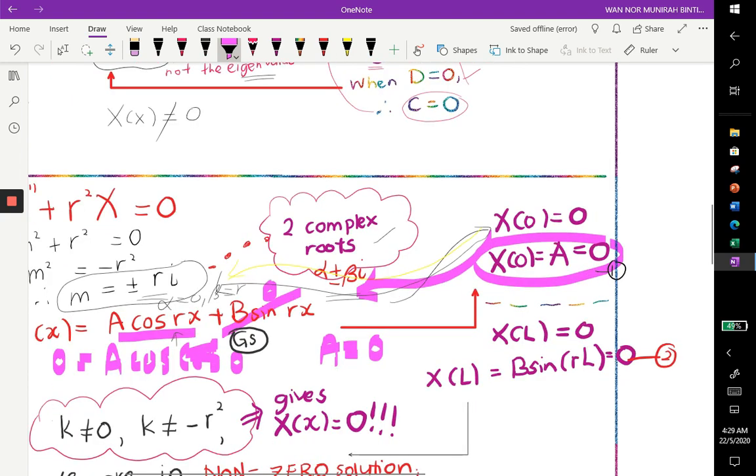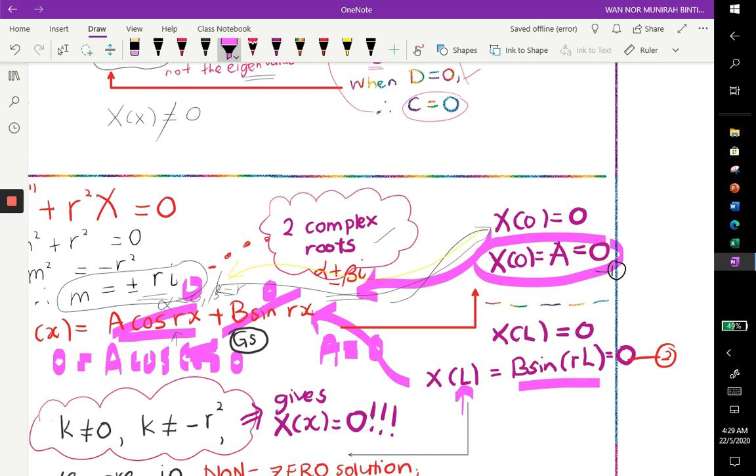The second condition is X(L) equals 0. Then I substitute into the general solution. A just now is 0, so what remains is B sin Rx. When small x is L, I have B sin RL equals 0.